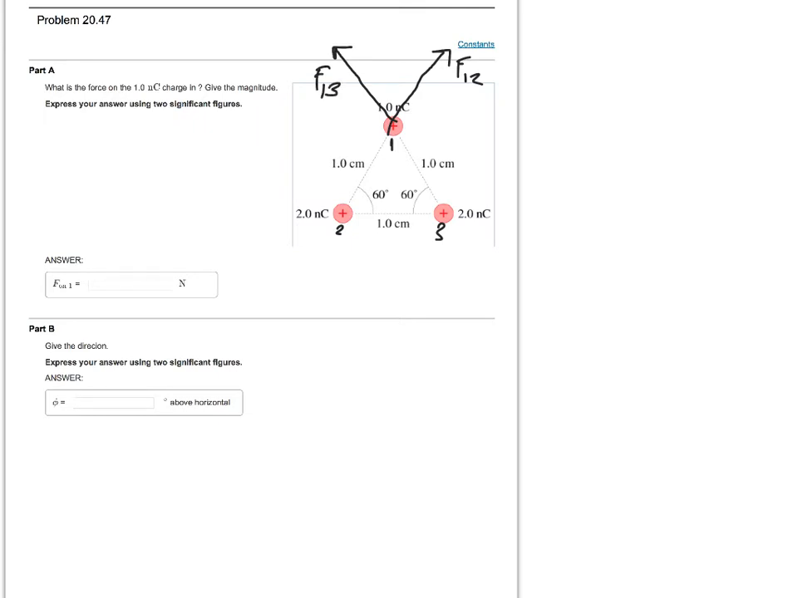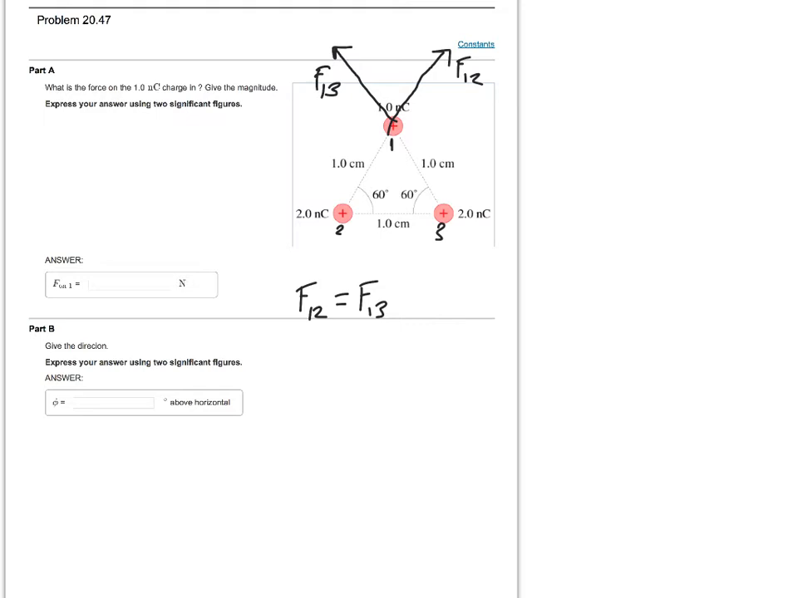What I'm going to do now is go ahead and solve for the amount of force that I have here. All right. And so to do that, I'm going to use Coulomb's law, and what works out nicely is F12 and F13 happen to be equal to each other. These two charges are the same, and they're the same distance apart. So that makes my life a little bit easier here. I don't actually have to calculate those forces twice.